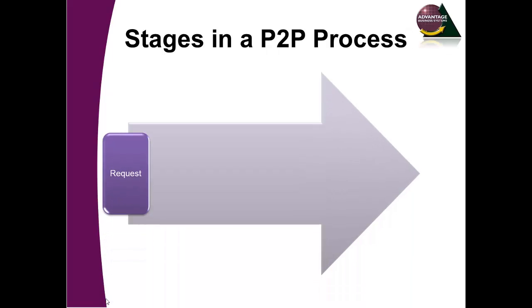So starting off at the beginning, a request to purchase. So when you want to buy something, say for example I'd like a new laptop, I'd put a request in for that purchase. That would need to potentially be approved before the purchase order could be raised to the supplier.